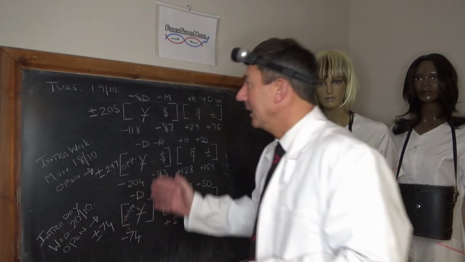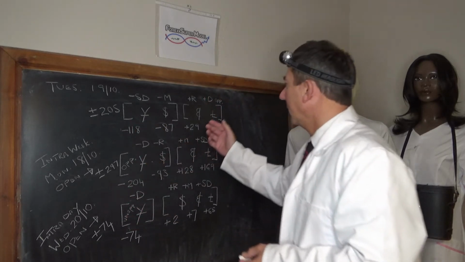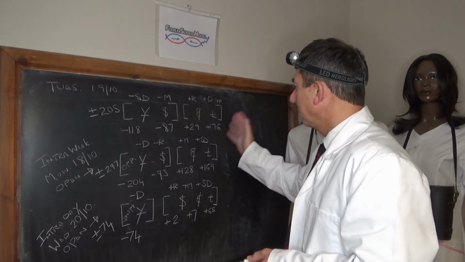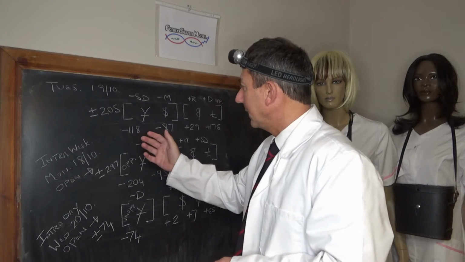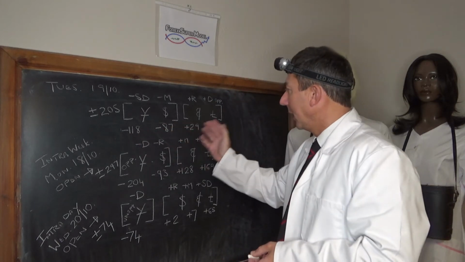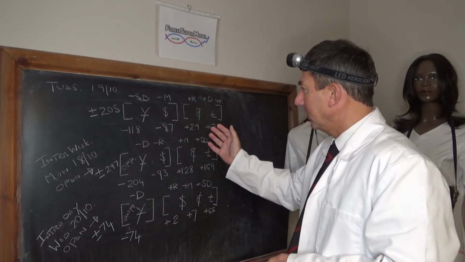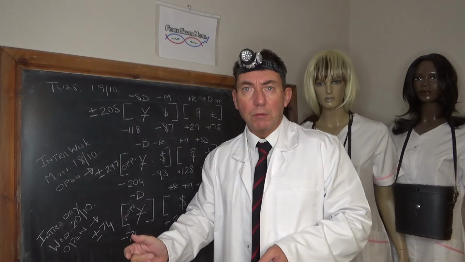Right, yesterday then, Tuesday the 19th, we had a positive opposed driver in the pound at plus 176, front and back door flows, mainly coming out the yen at minus 118, out the dollar at minus 87, and the euro was the positive rock at plus 29. Activity plus or minus 205.